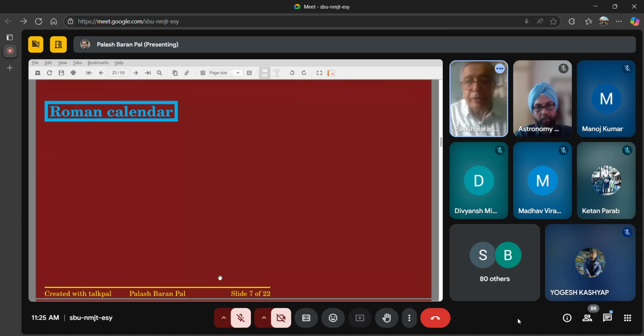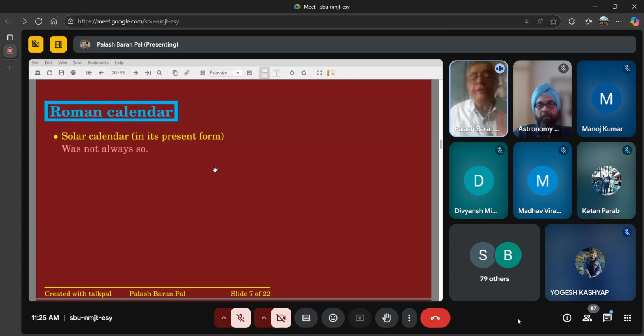So, you see that this is a next chapter. The background has changed. So, we'll talk about the Roman calendar first. It is a solar calendar. At least in its present form, it's a solar calendar. It was not always so, and we will see that it was not always so. It was actually borrowed from Egypt. The Egyptians were sun worshippers, so naturally they had a calendar based on the movements of the sun.